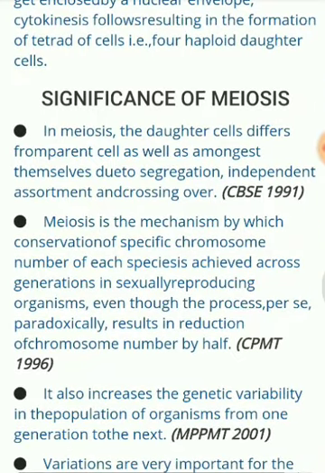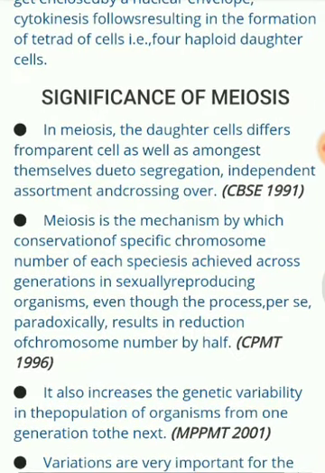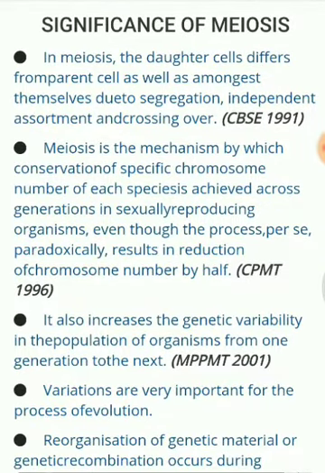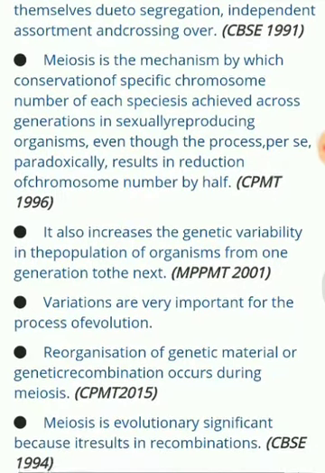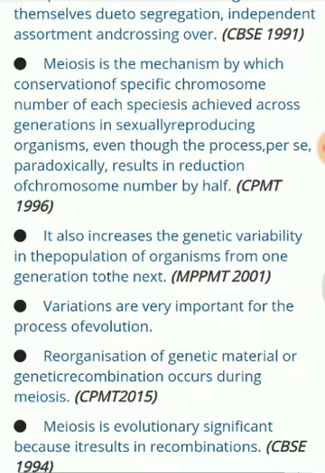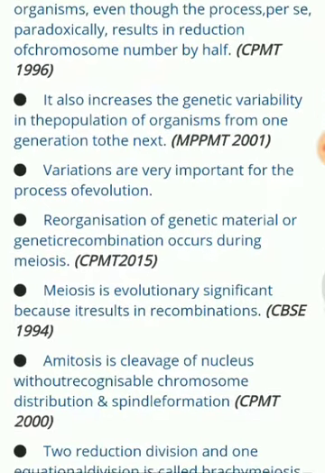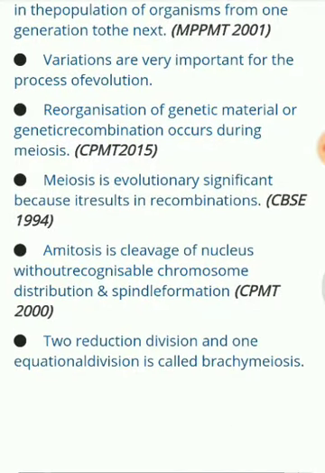Meiosis is a mechanism by which conservation of the specific chromosome number of each species is achieved across the generations in sexually reproducing organisms, even though the process periodically results in the reduction of chromosome number by half. It also increases the genetic variability in the population of organisms from one generation to the next. Variations are very important for the process of evolution. Reorganization of genetic material with genetic recombination occurs during meiosis. Meiosis is of evolutionary significance because it results in recombination.